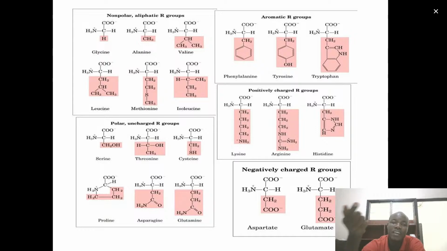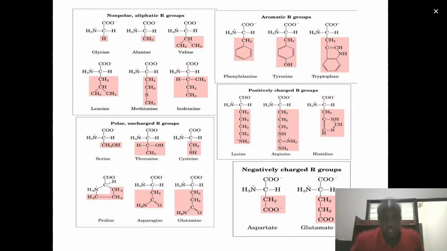And we also have aromatic R groups. It means that there are amino acids that have aromatic group in their R side chain. Look at them, you have phenylalanine here. In the phenylalanine, you will see that there is an aromatic group. There is also aromatic group in the tyrosine, and in the tryptophan.